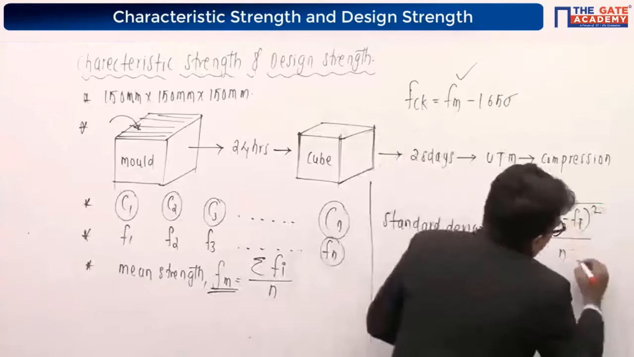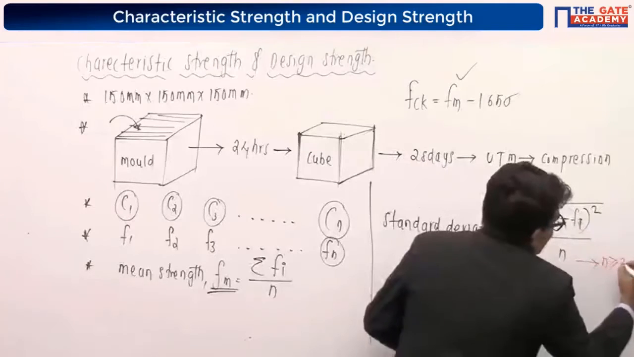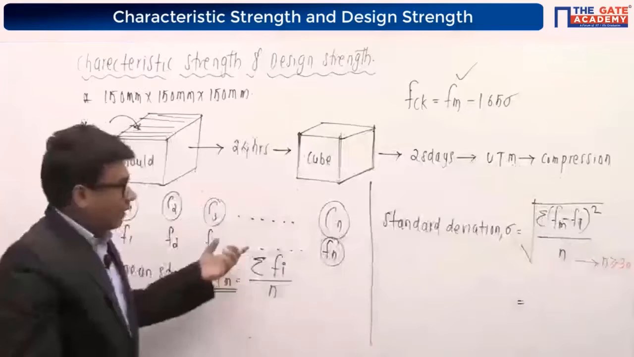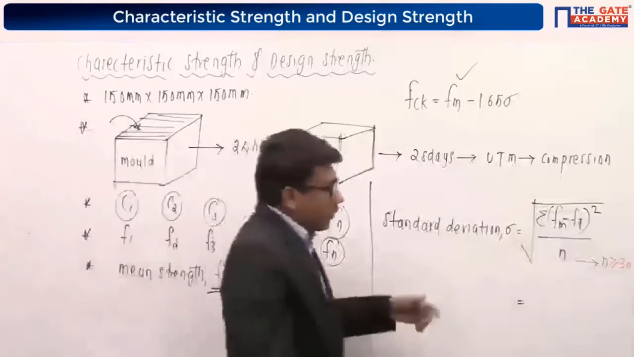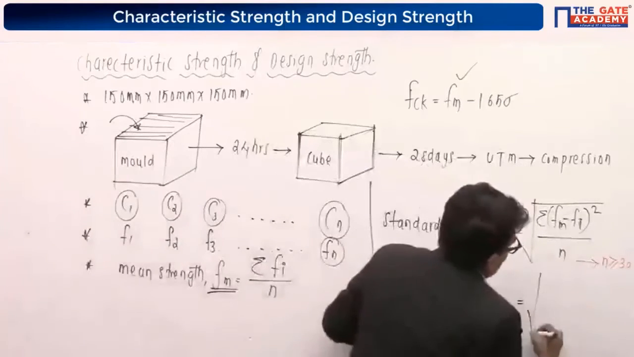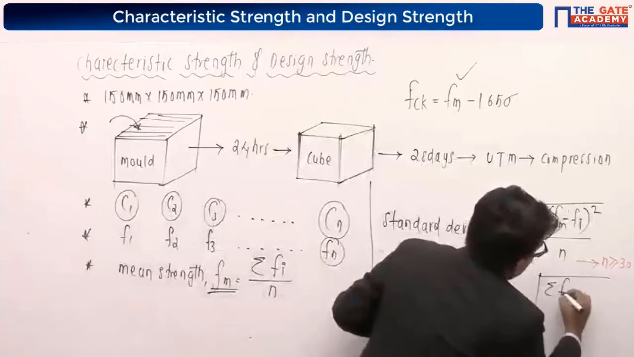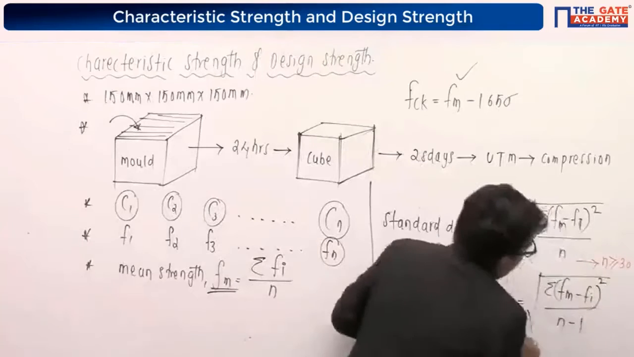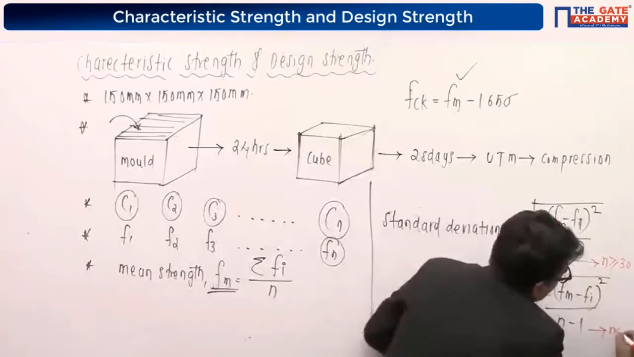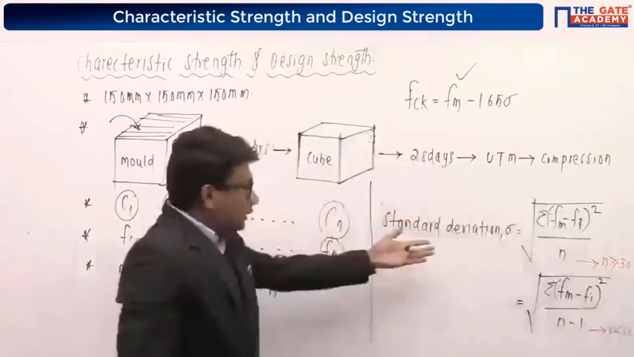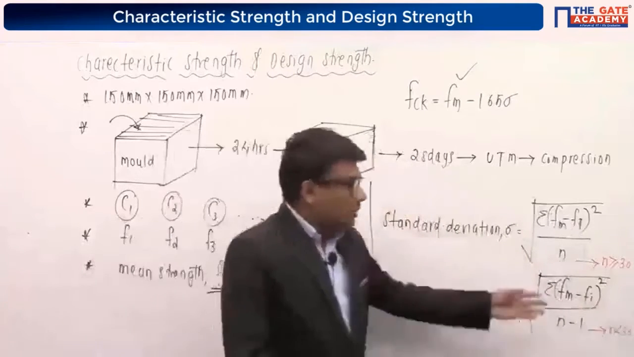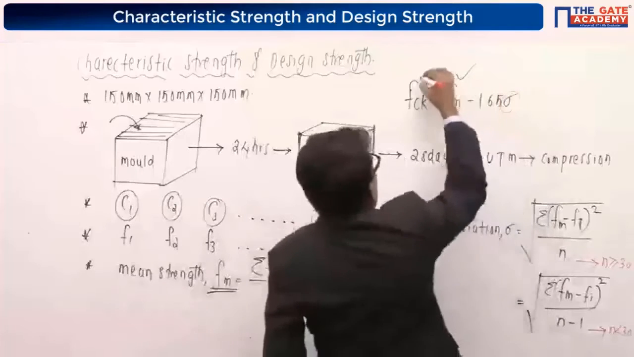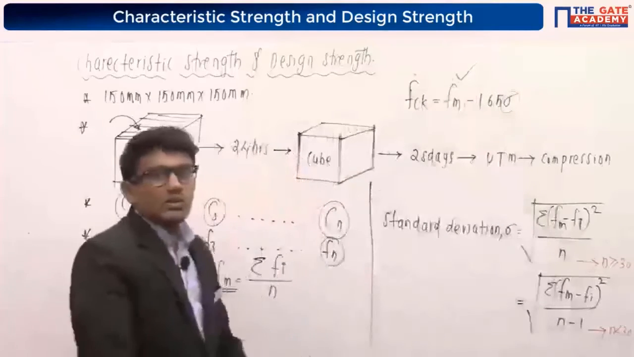This equation is used when the number of samples is greater than or equal to 30. When the number of cubes is less than 30, the equation I am going to use is the square root of sigma (Fm minus Fi)² divided by n minus 1. So use these two equations considering the number of samples taken, find the standard deviation, put the values of sigma and Fm here, and you get the value of the characteristic compressive strength of the concrete.